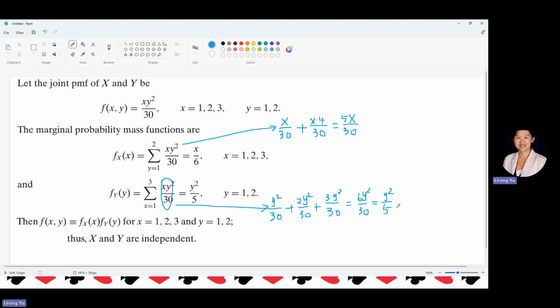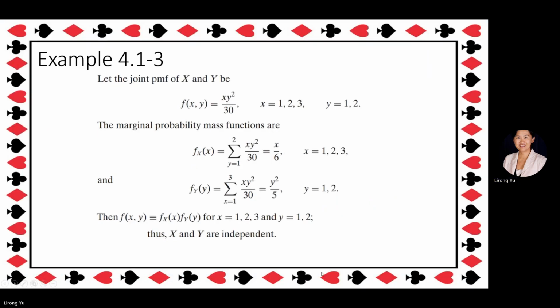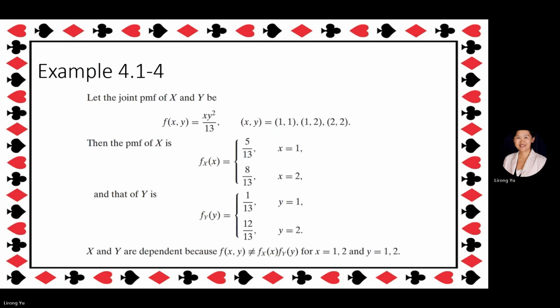Any question? This is the example when we do have independence between the variables. So it really depends on the original definition or the actual scenario that gave you that definition.